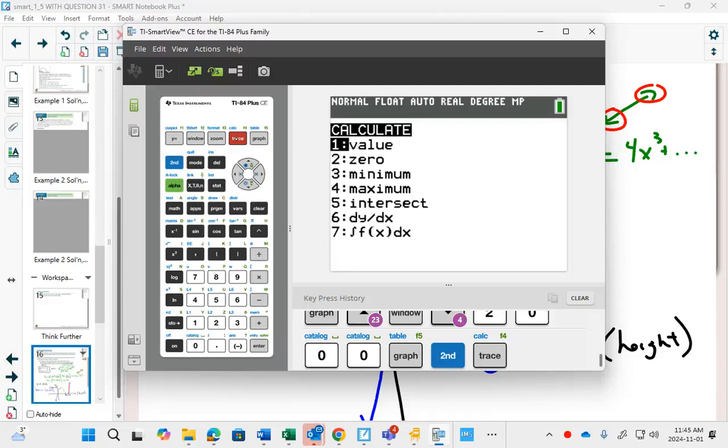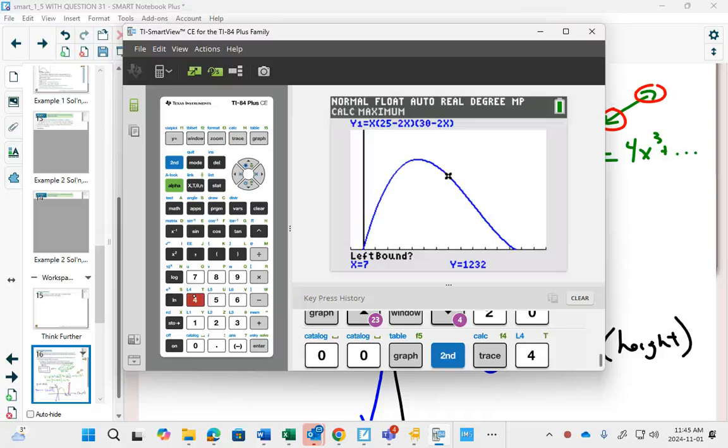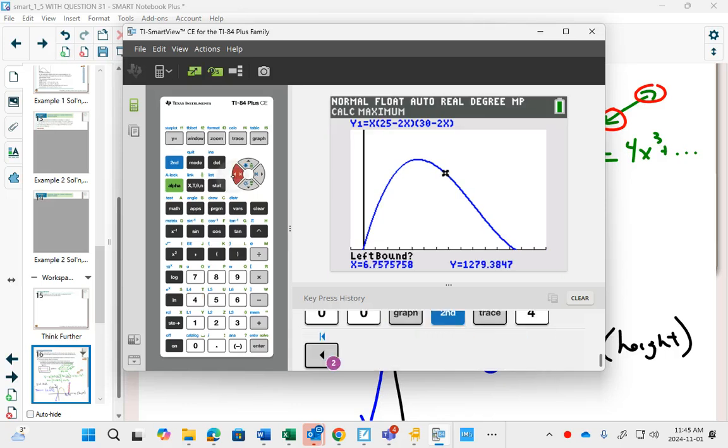I go 2nd, calculate, number 4, maximum. And it says start to the left. If you really like hitting calculator buttons, then you will enjoy this. You can keep hitting left until you get past it. If you don't like hitting calculator buttons over and over again, and I don't like it on the computer, because if I do it fast enough, I crash the whole program.